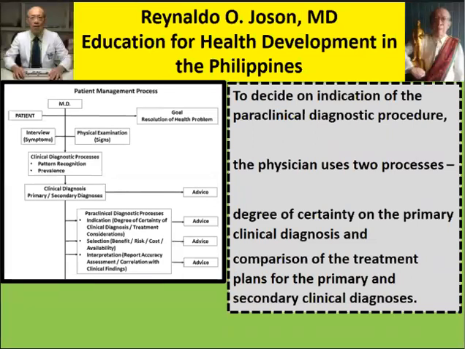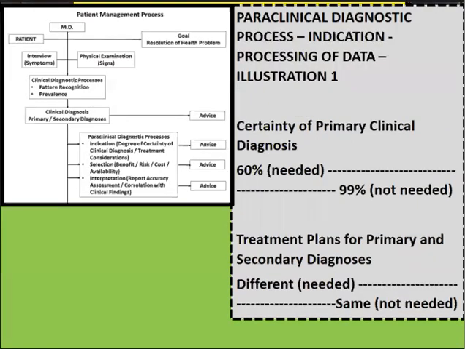To decide on the indication of the paraclinical diagnostic procedure, the physician uses two processes: degree of certainty on the primary clinical diagnosis and comparison of treatment plans for the primary and secondary clinical diagnosis. Paraclinical diagnostic process indication, processing of data, illustration 1.